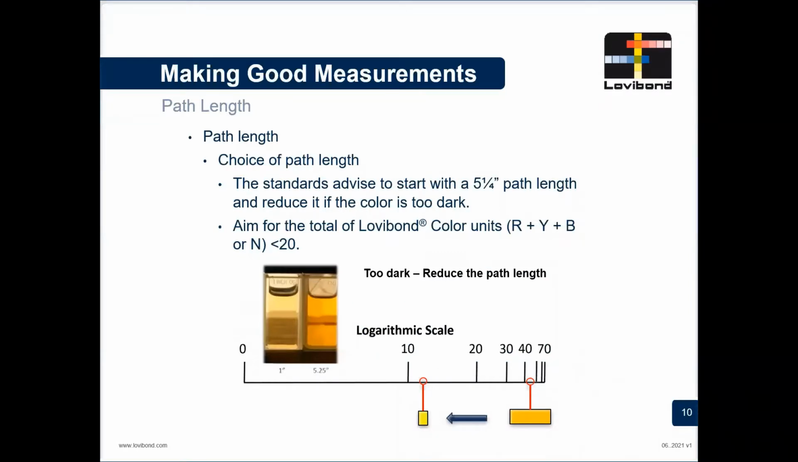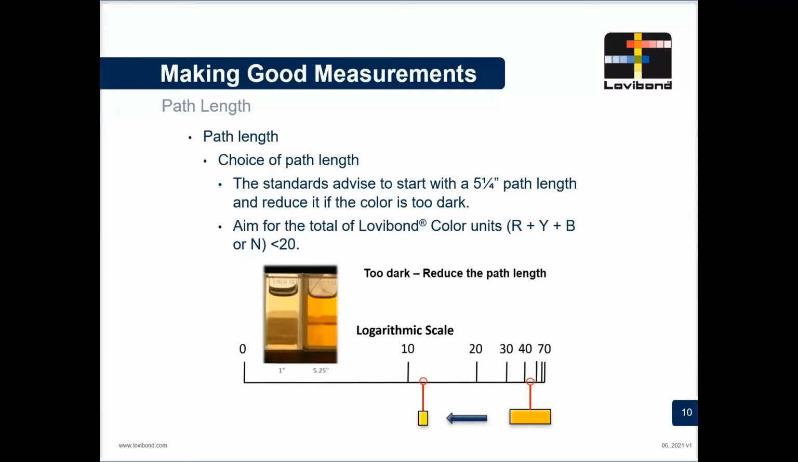So what can we do about this effect? Well, mostly it's the path length we can change. Most of the international standards for measuring edible oil will say start with a 5 1/4 inch path length on an unknown sample and reduce it if the colour is too dark. So if we look at these two, the same sample here in a 1 inch cell and in a 5 1/4 inch cell, in the 5 1/4 inch cell, I'm getting a value somewhere in the region of about 50, 60.